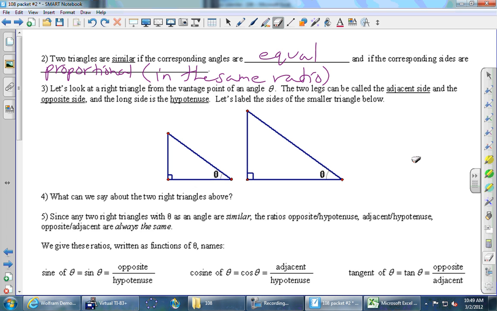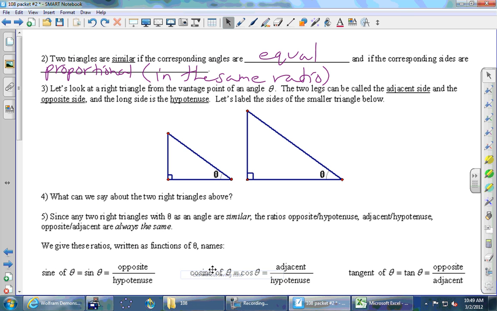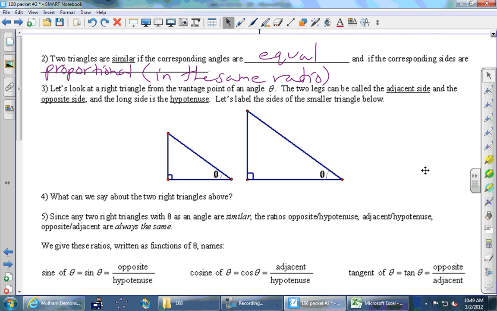Okay, number 3, Chris. Let's look at a right triangle from the vantage point of an angle, theta. The two legs can be called the adjacent side, the opposite side, and the long side is the hypotenuse. Let's label the sides of the smaller triangle. Okay, so we've got the long side in the triangle is the hypotenuse. That's this one over here.